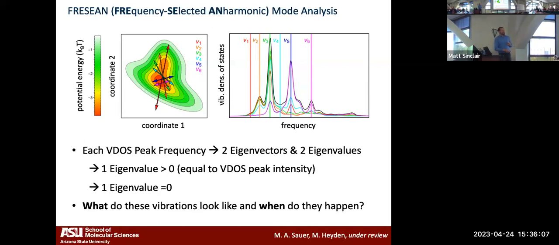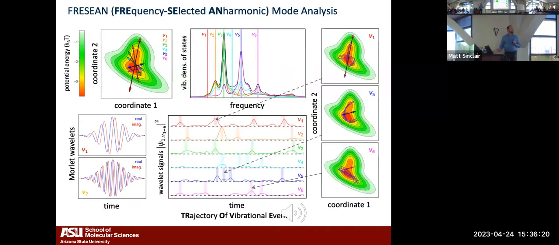Now, I mentioned in between that these vibrations are not always looking the same. The system is executing fluctuations on this 2D system. Vibrations are changing all the time, and that's something that you need to take into account as well. And we have a tool to do that. In order to do that, we use so-called wavelets.